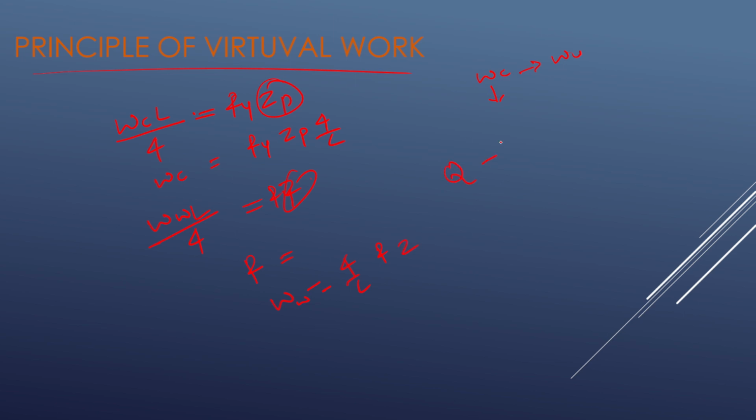We can consider the load factor Q, which equals the collapse load divided by the working load. In the last slide we got the load factor, that is, collapse load to working load. So it is Fy into Zp divided by F into Z. By comparing or equating, we get the factor of safety and shape factor, so the load factor equals F into S. How is it F into S?